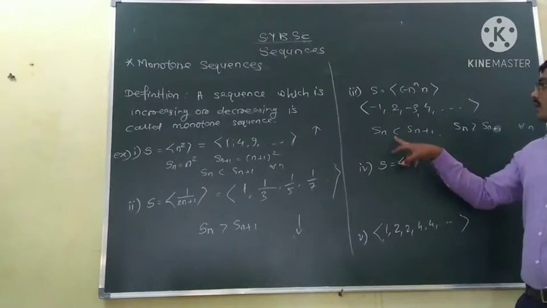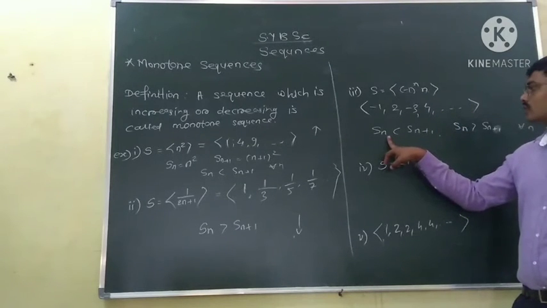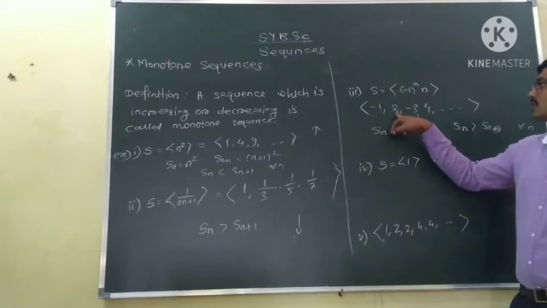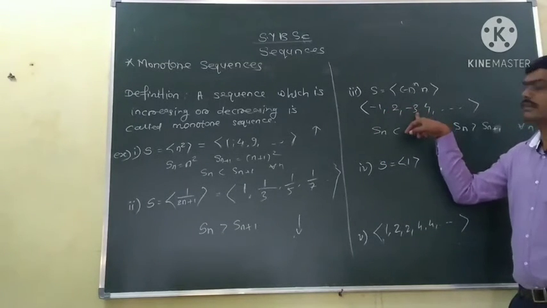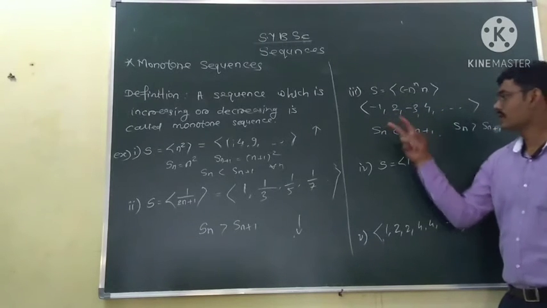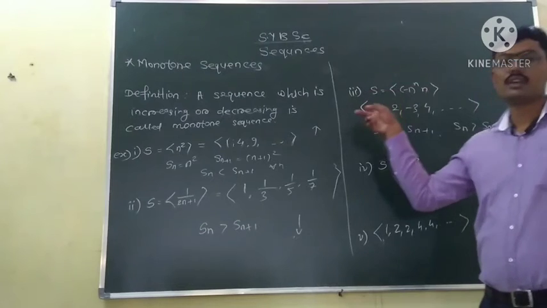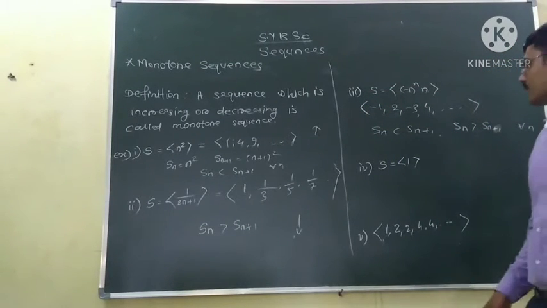For a monotone sequence, we have to find some pattern which must be true for each value of n. Here, the second value is greater than the first value, but again there is a third value which is less than the second value. So there is no such relation here. So this sequence is neither monotone increasing, nor monotone decreasing.